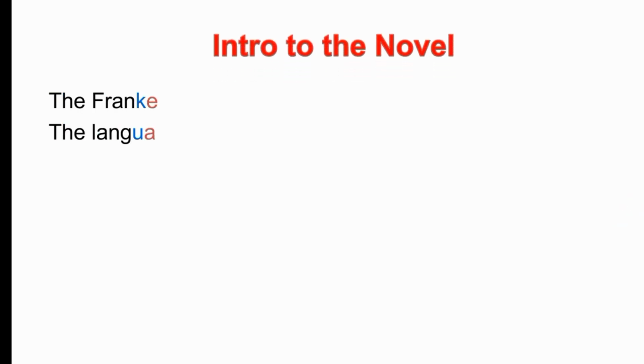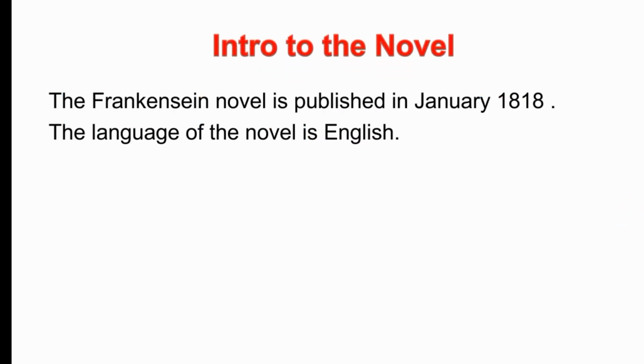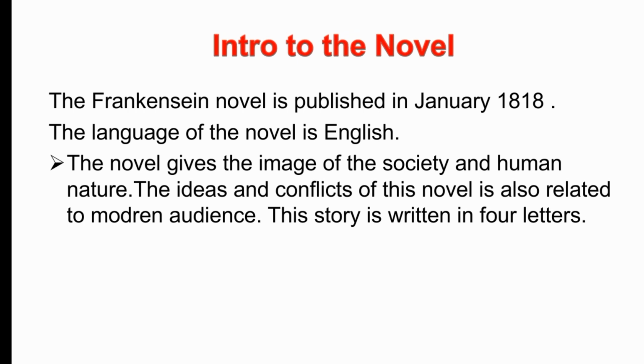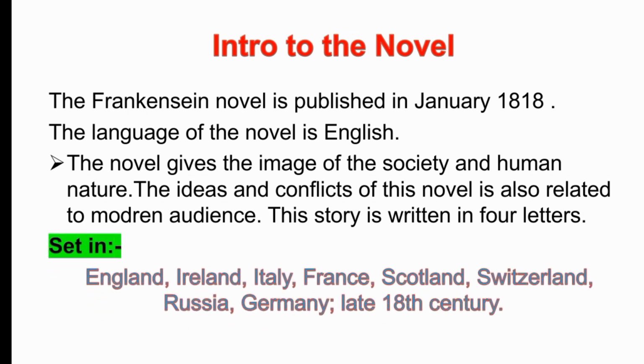Introduction to the novel. The Frankenstein novel was published in January 1818. The language of the novel is English. The novel gives an image of society and human nature. The ideas and conflicts of this novel are also relevant to a modern audience. This story is written in four letters. This novel is set in England, Ireland, Italy, France, Scotland, Switzerland, Russia, and Germany.